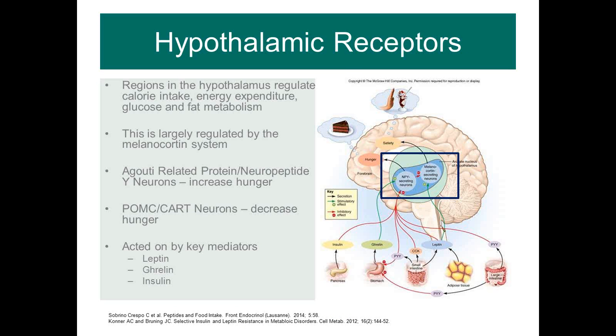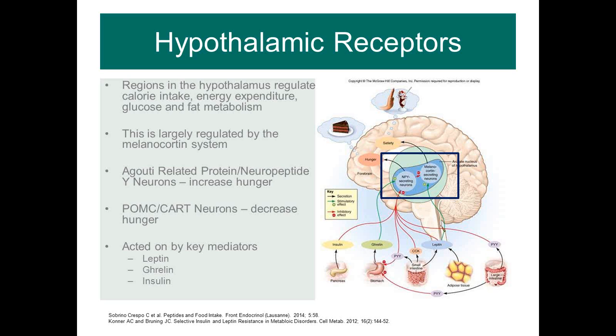To take it to just the basic regulation level of obesity, we have to look at the hypothalamus. Regions in the hypothalamus regulate how we are perceiving hunger, which dictates our calorie intake, and how we regulate our metabolism through energy expenditure and glucose and fat metabolism.